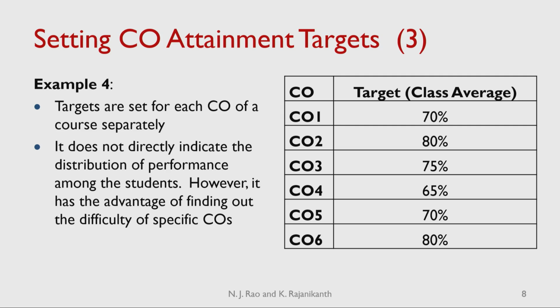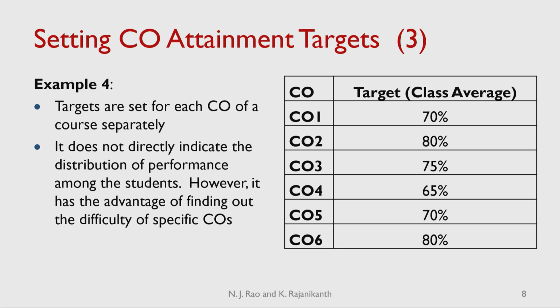Yet another method is given in example 4. Targets are set for each CO of a course separately, but the target is set as a simple class average percentage. For example, for CO1, the target is that the class average should be 70%. It means greater than or equal to 70%. CO2, the target is 80%. For CO3, the target is 75% and so on.